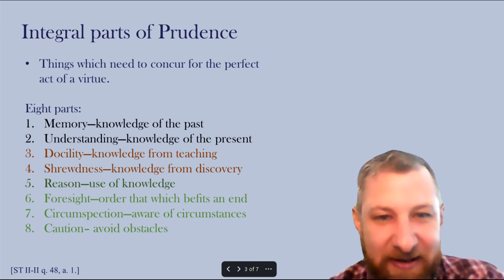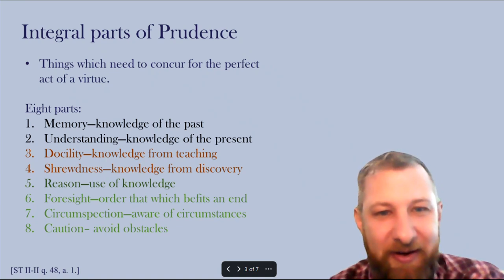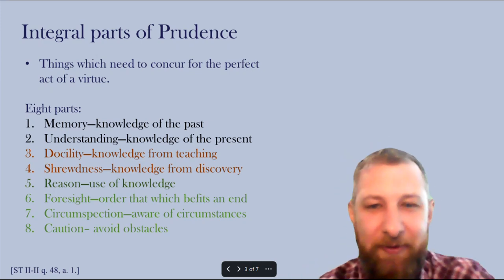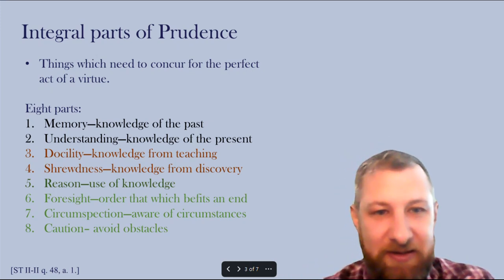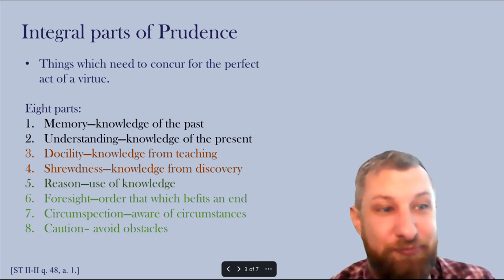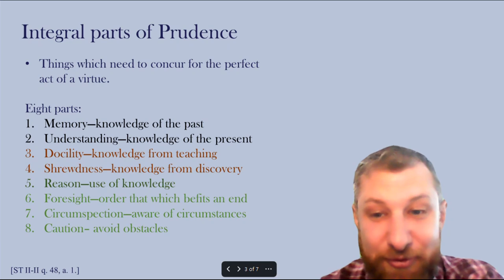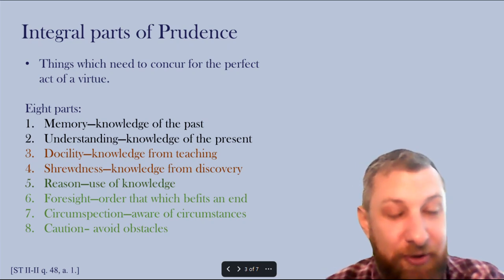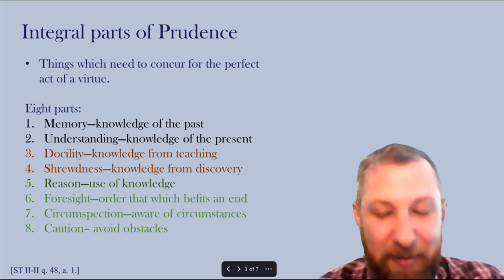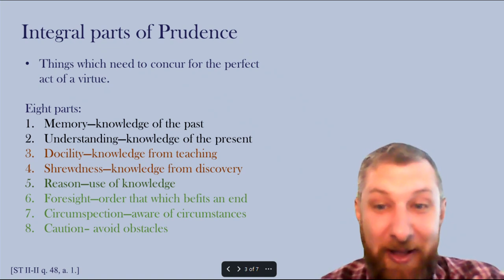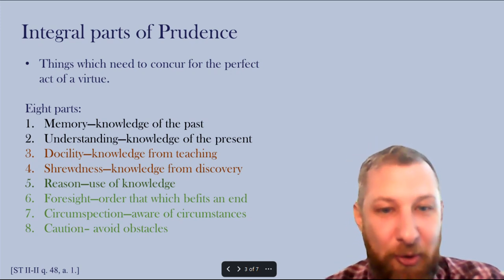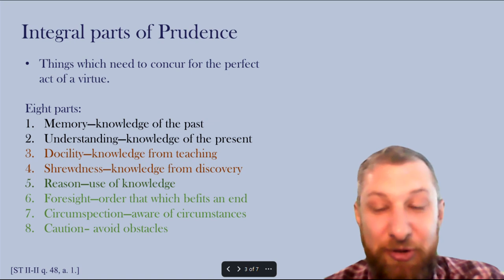So foresight, order that which befits an end is necessary. So if you have good reason, you use knowledge, you should be able to say, well, if I want to be successful in school, I need to go to bed at a reasonable hour. I need to wake up early. I need to be prepared for class. I need to go to class. I need to be awake in class. I need to participate in class. Right? These are ordering things which befits the end.